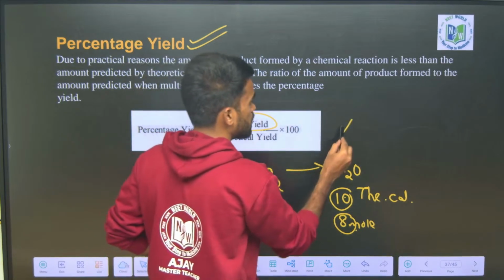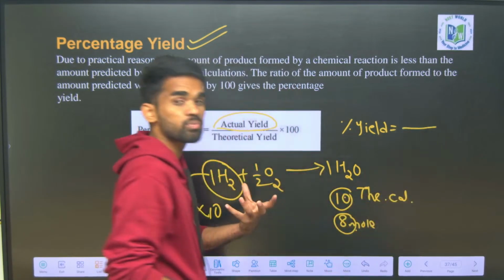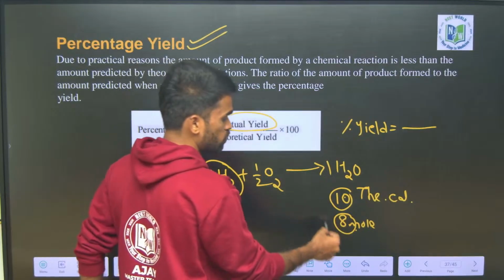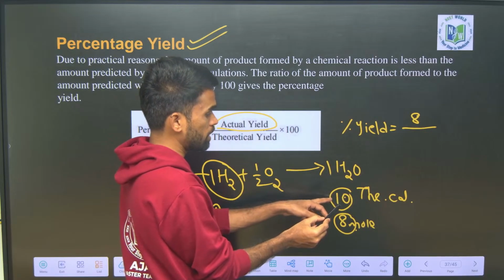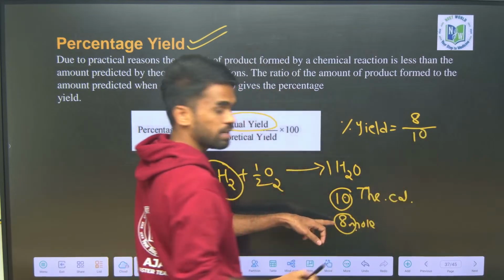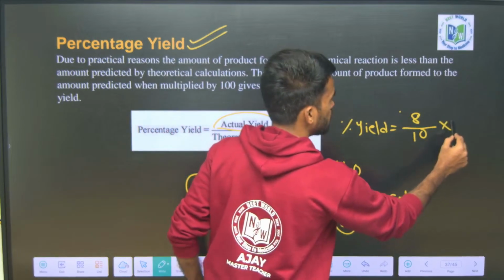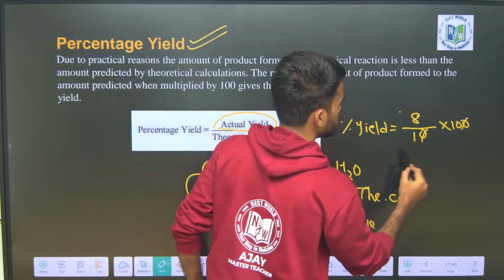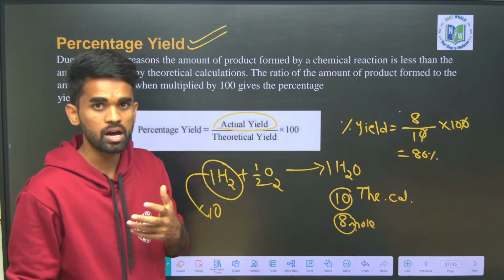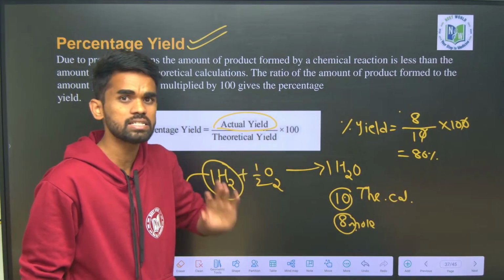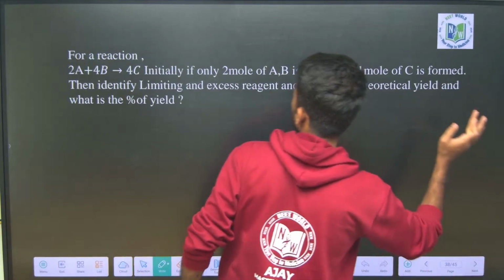So in this case, I can use a term called percentage yield to express how much product is formed. 8 moles formed. The theoretical yield calculation will be 10, right? But the experimental yield is only 8. So 8 by 10 into 100. So you can say 80% of the product is produced, or you can say the percentage yield for this reaction is 80%. Hope this is clear. Now if you want, just solve this question once.